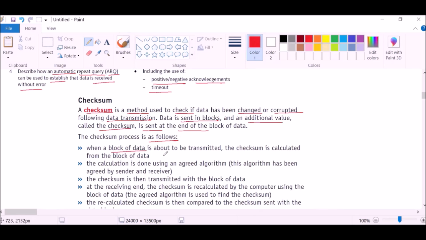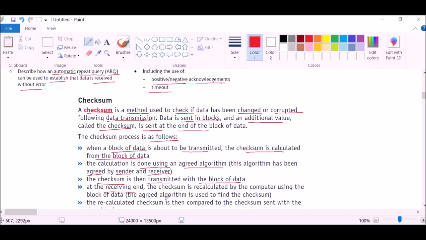When a block of data is about to be transmitted, the checksum is calculated from the block of data. The calculation is done using an agreed algorithm. This algorithm has been agreed by the sender and the receiver. The checksum is then transmitted with the block of data.